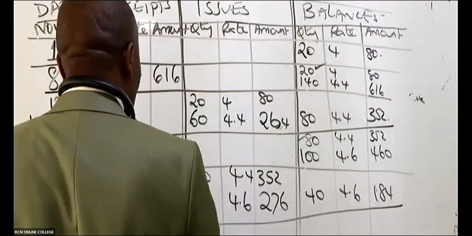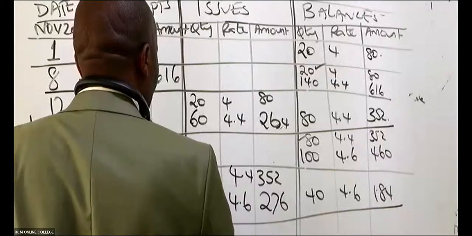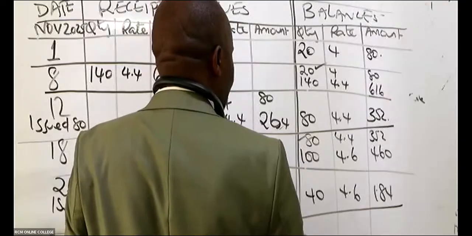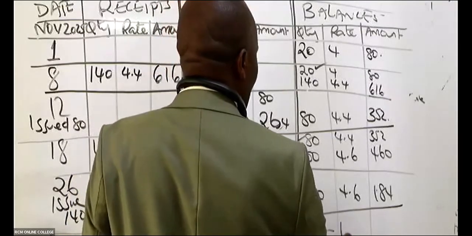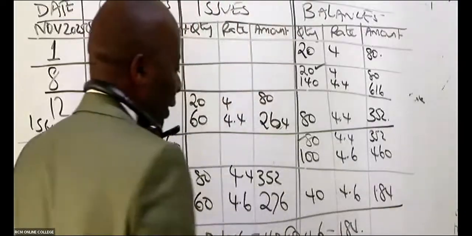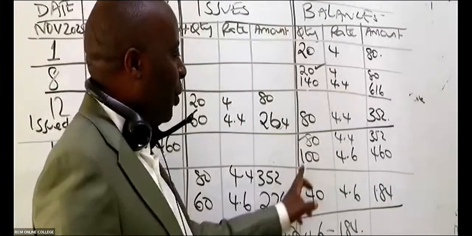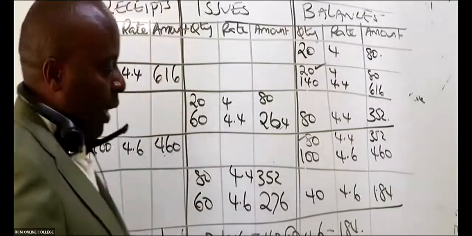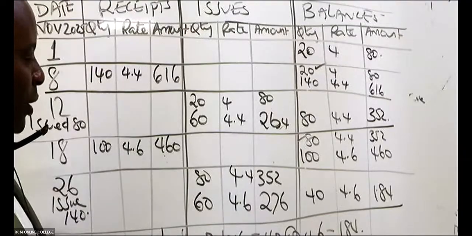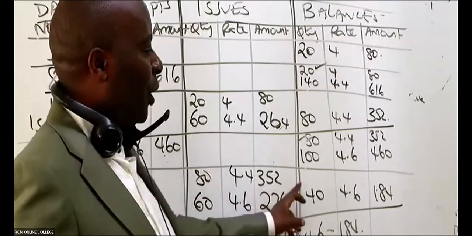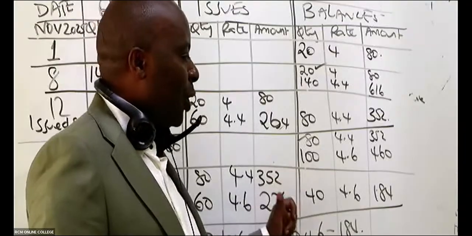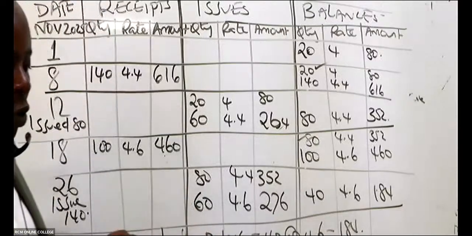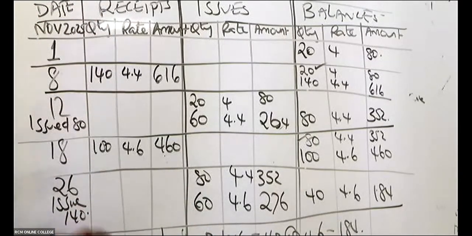Therefore, the closing stock balance will be 40 at 4.6, which is 184. That's what you write. If, for example, you had two of them, you would have said the closing is 80 at that, 100 at that, and then you add the two. The board can't be seen very well, but you can see the closing stock balance is 40 units, and each unit is worth 4.6, and the total amount will be 184.